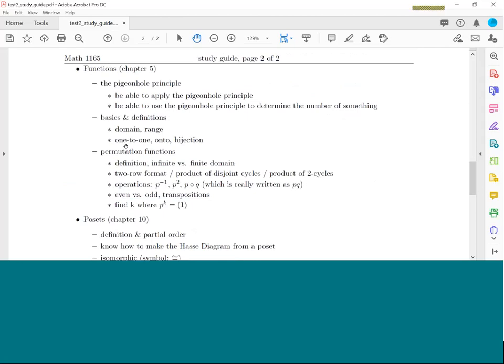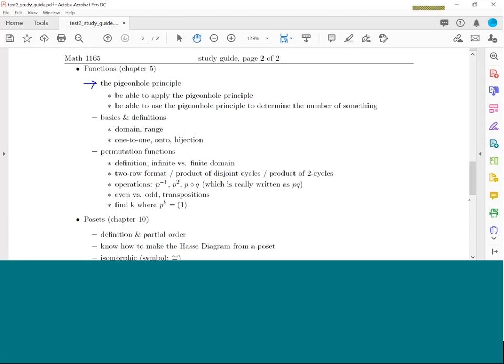In terms of how they would be worded, they could very well be just multiple choice. Which of the following functions is one-to-one? Which of the following functions is onto? Which of the following functions is a bijection? Or it might be something like a drop-down menu. Here's a function. Is it one-to-one? Yes or no. Here's the same function. Is it onto? Yes or no. Here's the same function. Is it a bijection? Yes or no. So it might be something like that. Okay? But something you'll definitely expect to get is something like the pigeonhole principle.